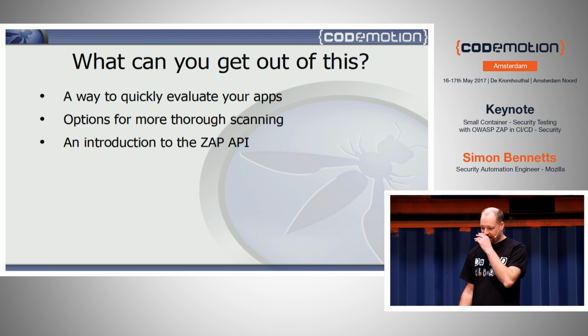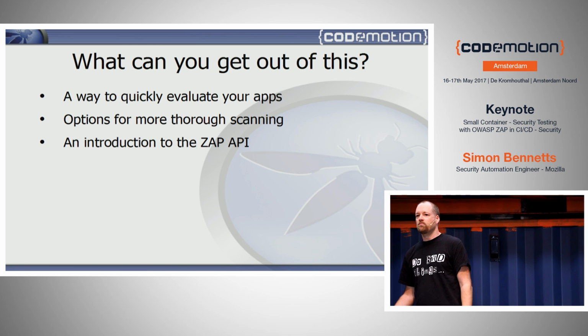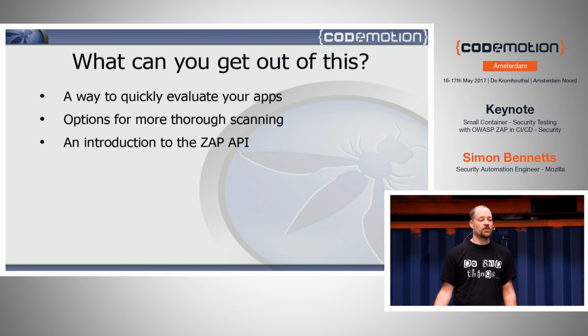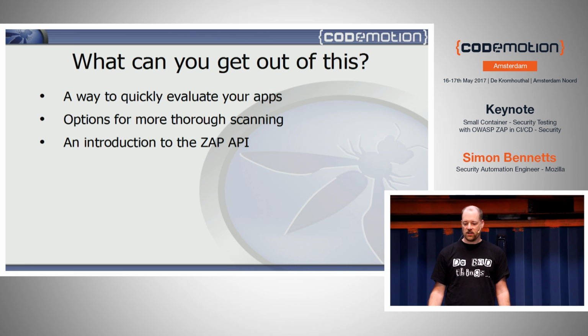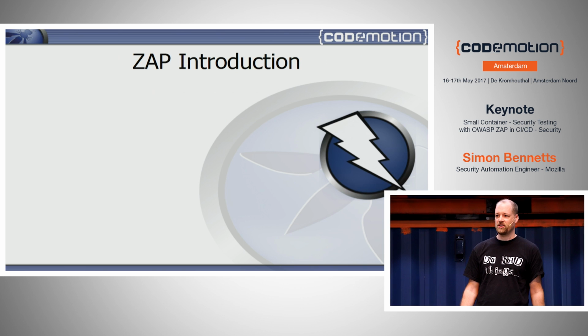So what I want to do is I want to give you a very quick way of evaluating your applications, and then I want to talk about other ways you can do more thorough, deeper scanning, and I'm going to give you an introduction to the ZAP API, which gives you a lot of control over ZAP and possibly isn't as well documented as it should be.